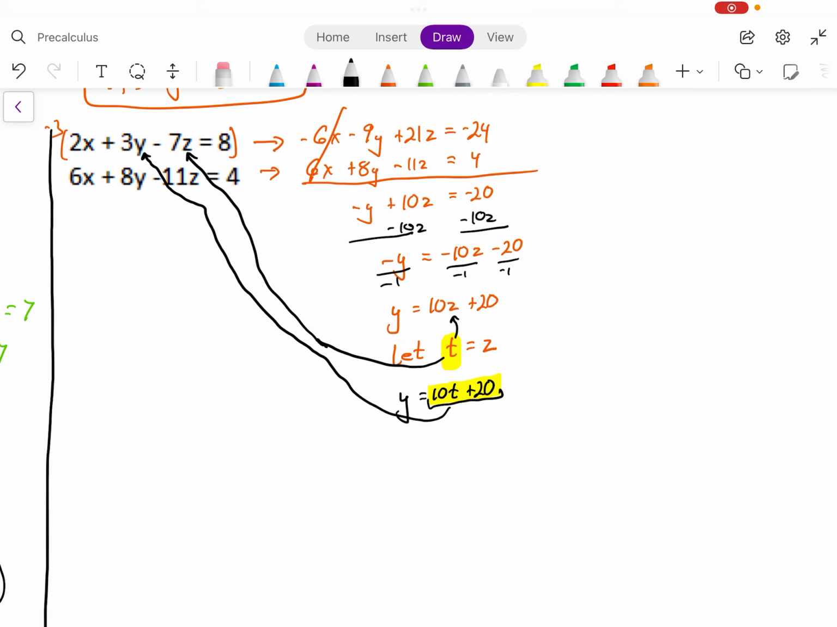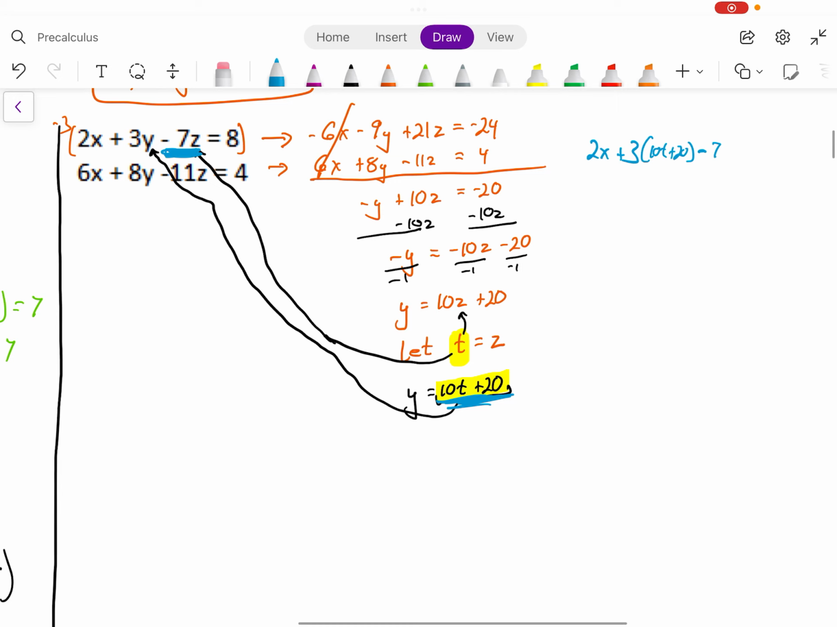And at the end, I'll explain this a little bit more. So now we have 2x plus 3y, but what was y equal to? It's equal to 10t plus 20, and then minus 7z. So minus 7. What was z equal to? Well, z was equal to t, is equal to 8. So again, what we did was we took this first equation and put in what we found for z and y, and now we're going to solve for x.